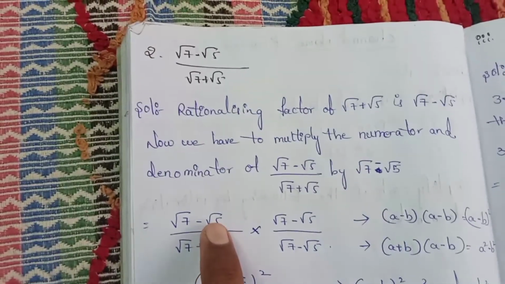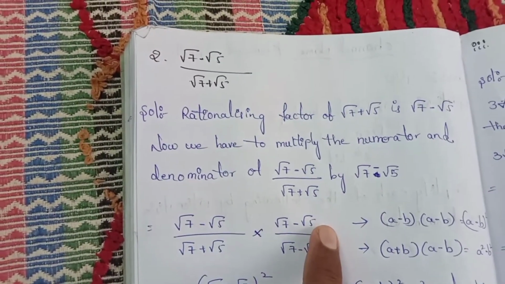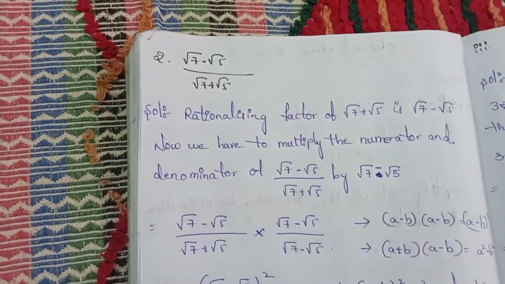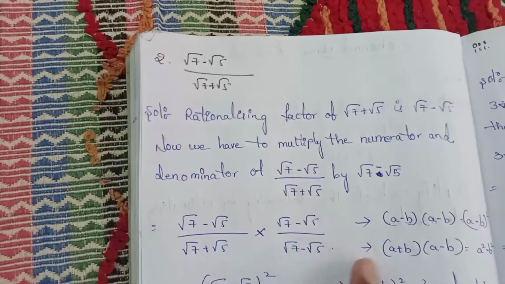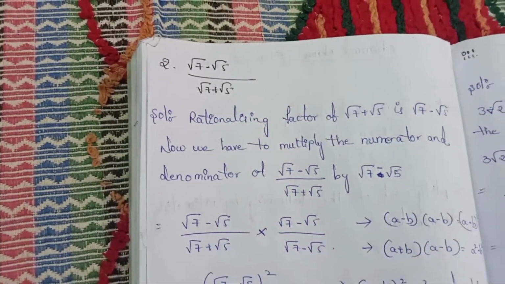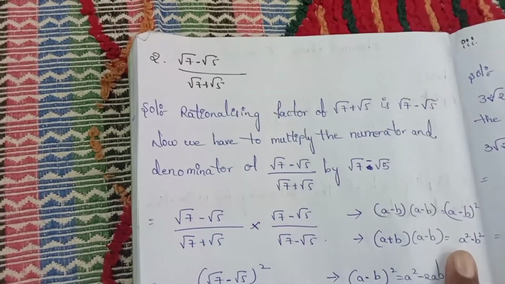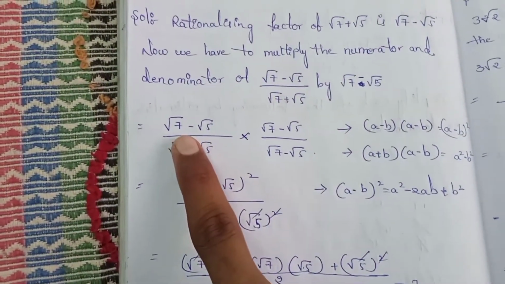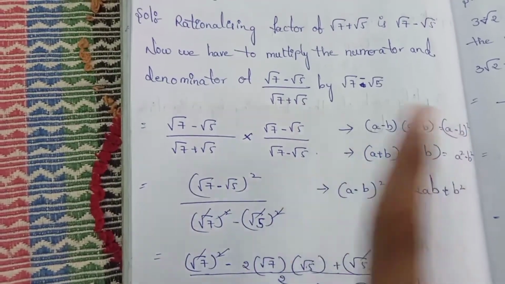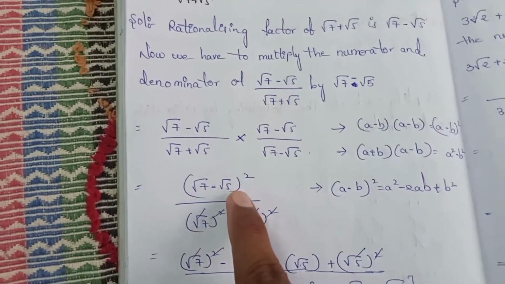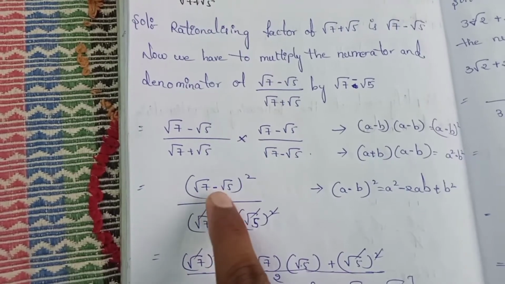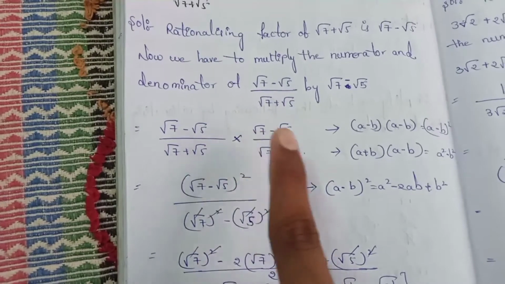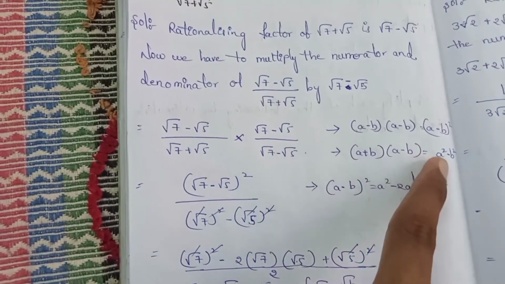Observe it very carefully. This is in the form a minus b, a minus b. In the previous question also it was the same, a minus b whole square, and this is in the form a plus b into a minus b. A signs are equal and b signs are equal. A square minus b square. Now we have to derive it. Root 7 minus root 5 whole square. Now a minus b whole square, a is root 7, b is root 5. Root 7 minus root 5 whole square by root 7 plus root 5 into root 7 minus root 5 means a square minus b square.